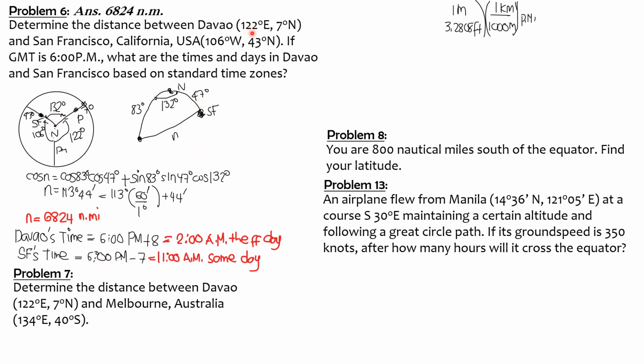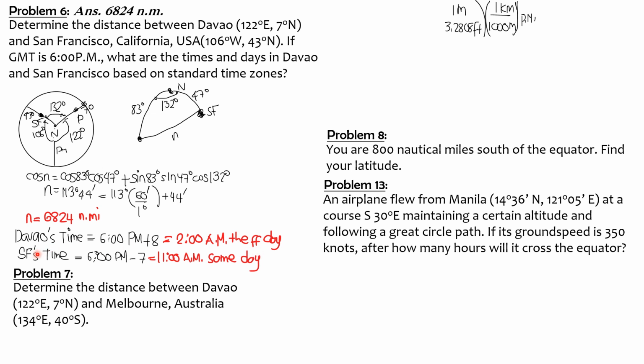Davao's time, therefore, is GMT plus 8, where 8 is 122 divided by 15 degrees. So that's 8 point something, but that's rounded off to the nearest hour, which is 8. In fact, Davao's time is indeed Greenwich Mean Time plus 8. So 6 p.m. plus 8 is more than 12 midnight, and it exceeds by 2. So that time is 2 a.m. and it is now on the next day or the following day.